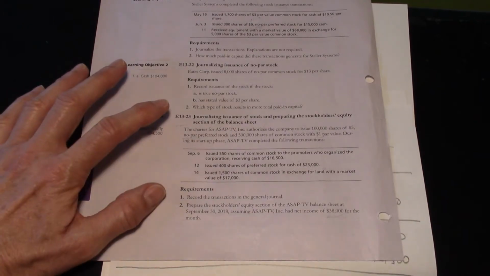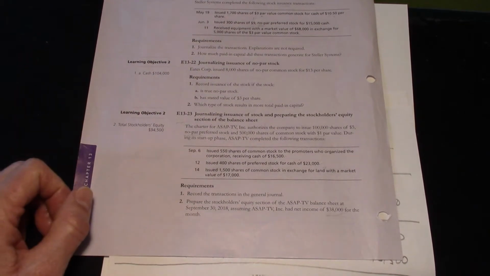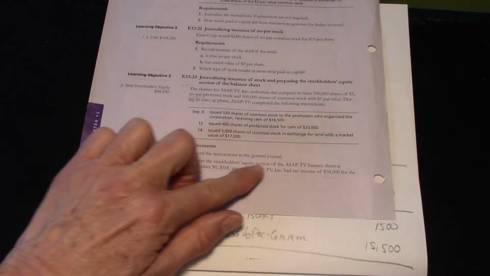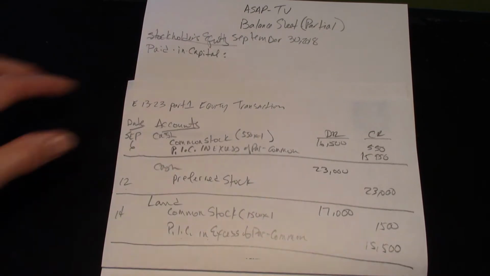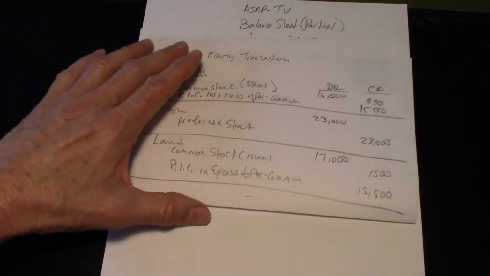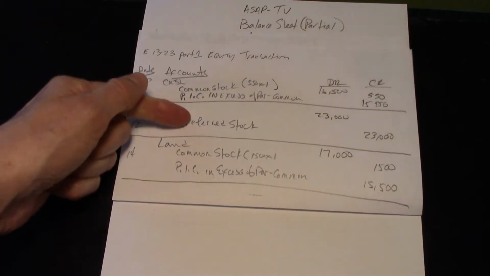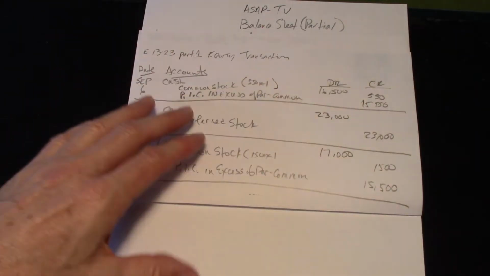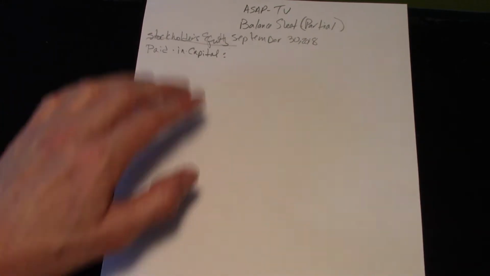Alright, let's remember that we're working on 13-23 still. This is part 2, and we are going to prepare the stockholders' equity section. So we did these transactions, and we ended up with these journal entries, right? So there's the common stock account affected, the preferred stock account affected, and the paid-in capital in excess of par account were affected. So we need to take these numbers and turn them into a balance sheet equity section.